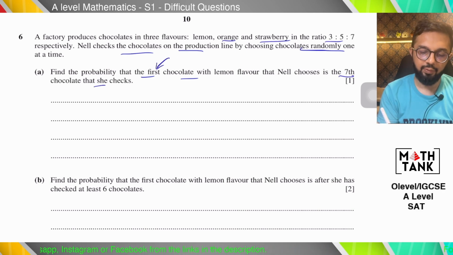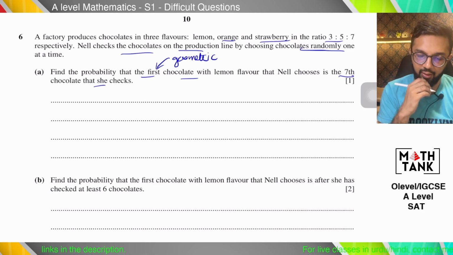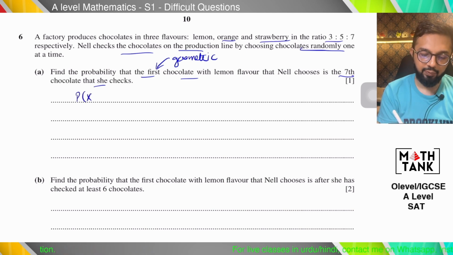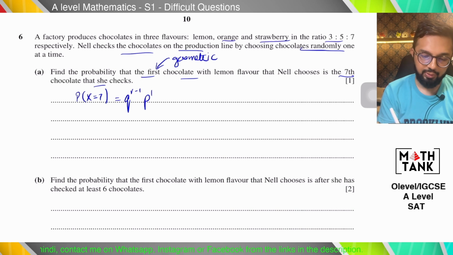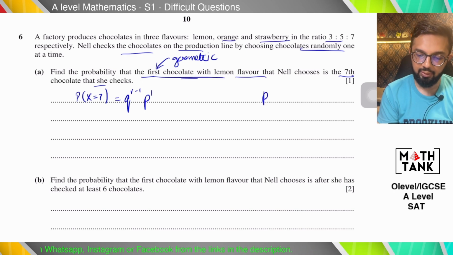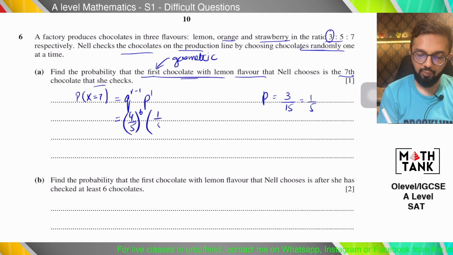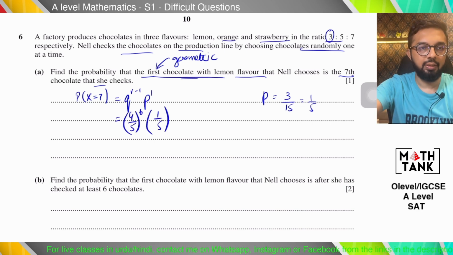When I talk about the first, I am talking about a geometric situation. So I want the probability of x equal to 7, using q power r minus 1, p power 1. What is p? Nell chooses the first chocolate with lemon flavor. So what is the success? Lemon flavor. Lemon flavor is 3 out of 15, that's 1 out of 5. So that's 4 out of 5 power 6 into 1 over 5. I hope that's the correct answer.